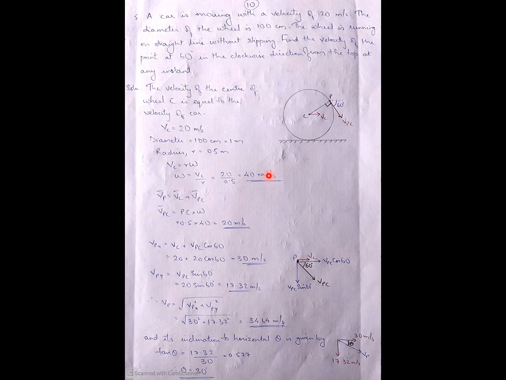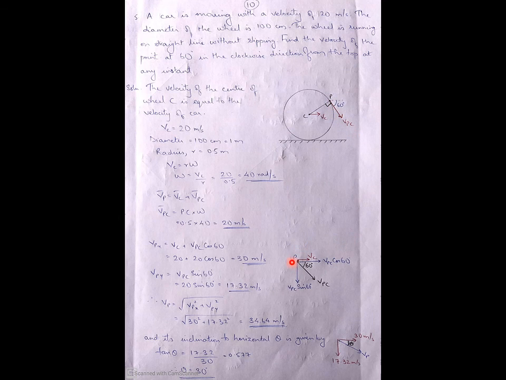Omega is, you already got it as 40. So velocity of P with respect to C is 20 meter per second. Now we have seen in the previous problems that it was to find the velocity at the top point, bottom point, leftmost point, rightmost point, etc. We haven't seen anything like this, which is inclined, but in the concept page we have already discussed how to do this if it is inclined.